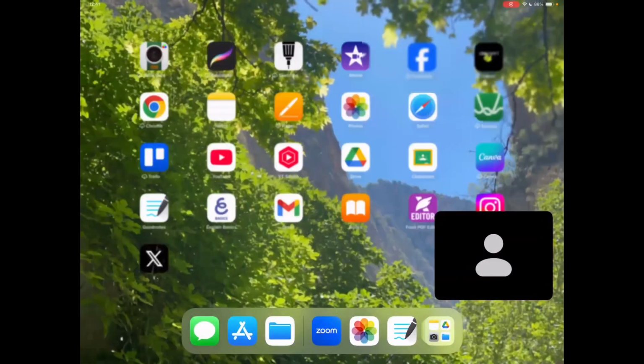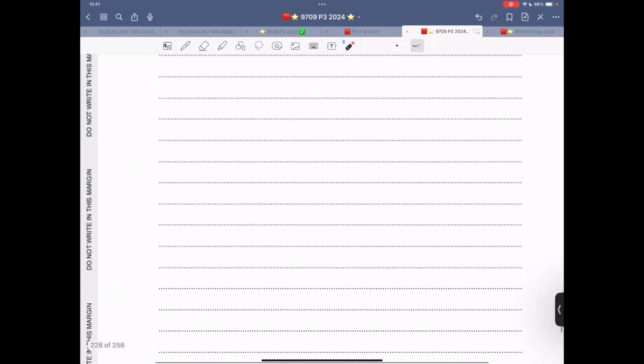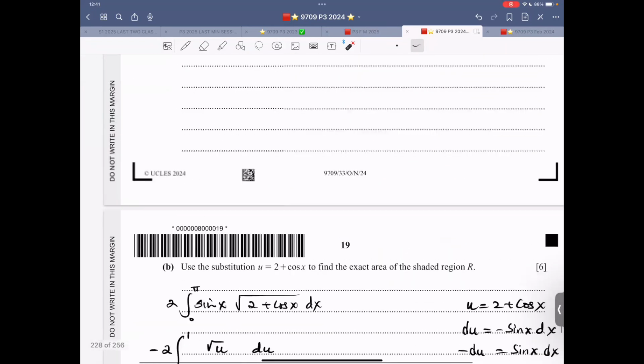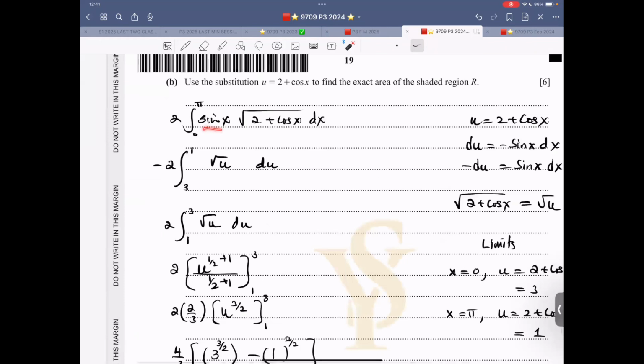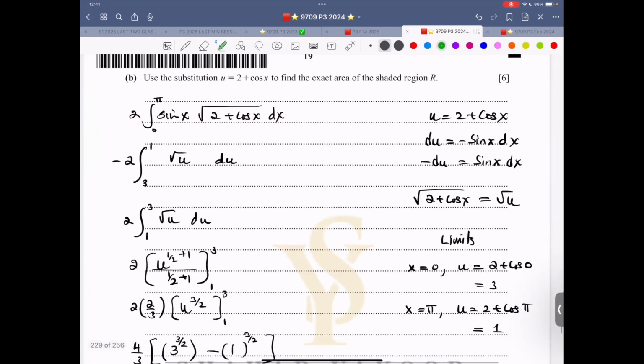So now people, let's look at the second part. It says use the substitution, find the exact area of the shaded region. The shaded region is R. It is between 0 and pi. You have to integrate this equation. So integrate sine x times the square root of 2 plus cos x dx between limits 0 and pi. I took this 2 on the outside. First thing first, let's get started with each one of them.